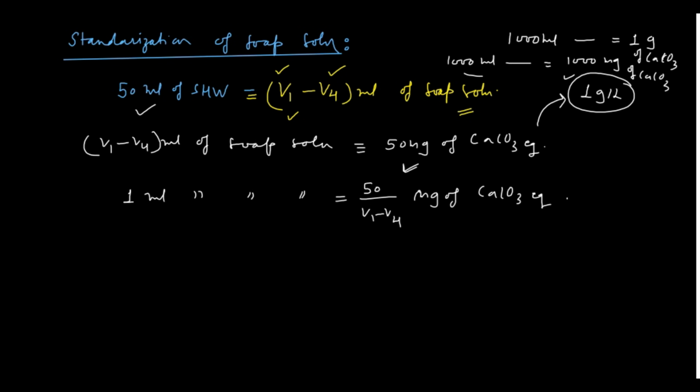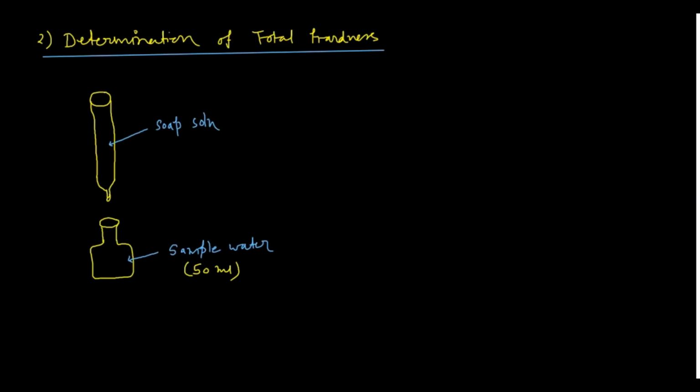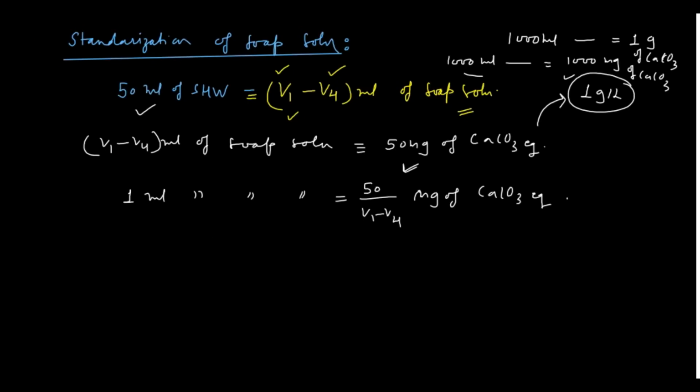Now moving next, the next method is the determination of the total hardness. In that case, whatever value comes here will be a numeric value. We will incorporate this value in the calculation of the volume of the soap solution for total hardness as well as the permanent hardness.